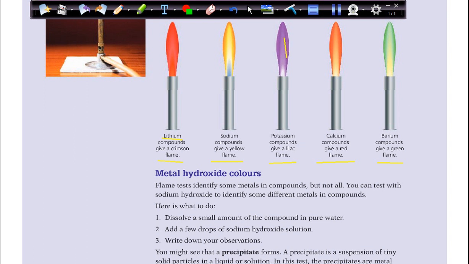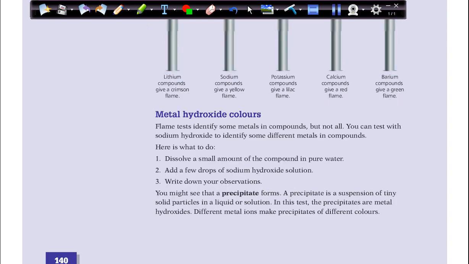So here we have metal hydroxide colors. So what are the metal hydroxide colors? We talked about these flames, these are the metal compounds. So what about the metal hydroxide? This is another compound, but specially hydroxide. Flame tests identify some metals in compounds, but not all. You can test with sodium hydroxide to identify some different metals in compounds.